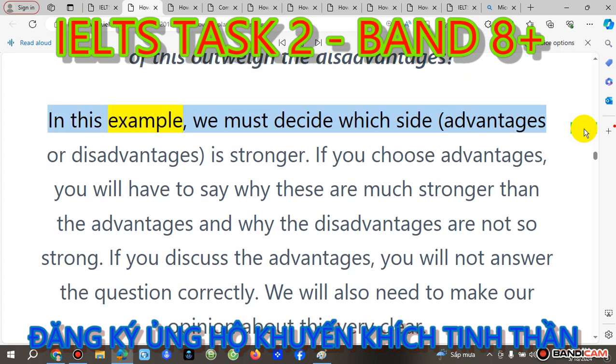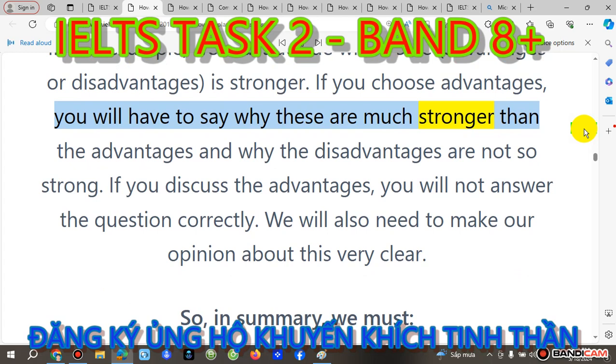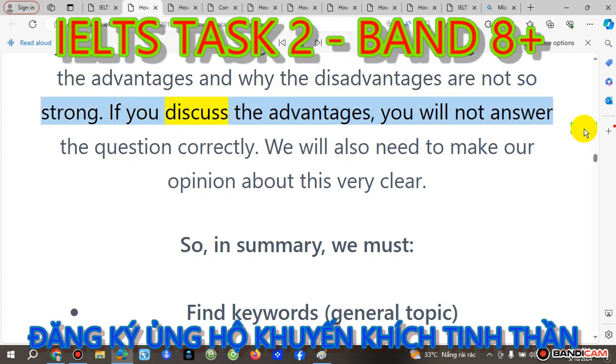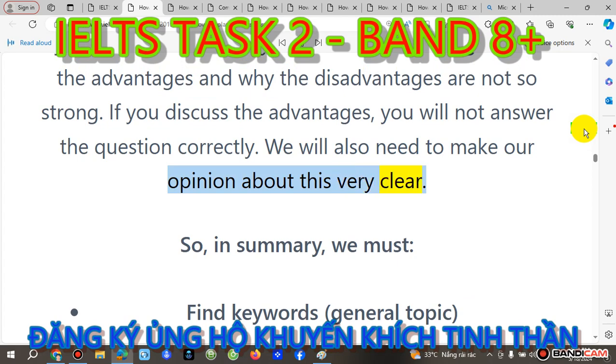In this example, we must decide which side, advantages or disadvantages, is stronger. If you choose advantages, you will have to say why these are much stronger and why the disadvantages are not so strong. If you discuss the advantages, you will not answer the question correctly. We will also need to make our opinion about this very clear.